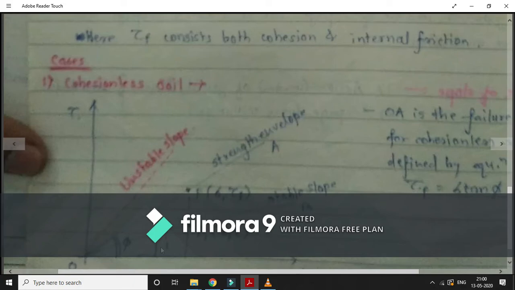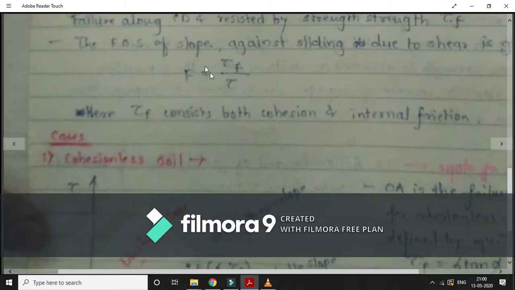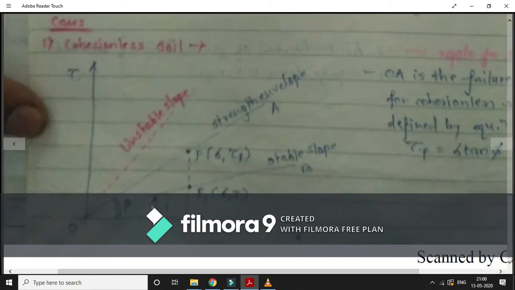If I make my slope equal to phi, what will happen? My slope is at a very critical stage, so factor of safety will be 1. And if my I value is greater than phi, my slope will be unstable.